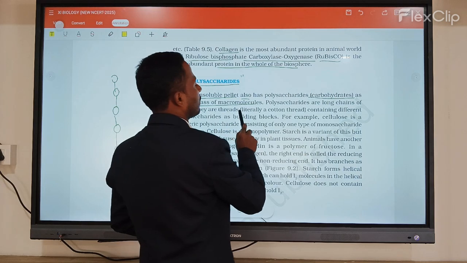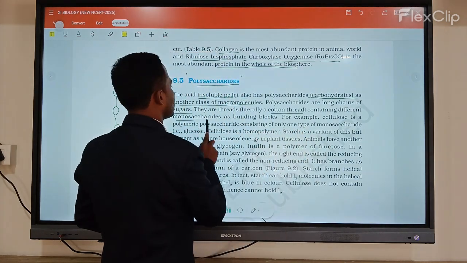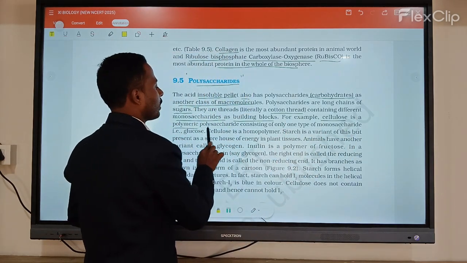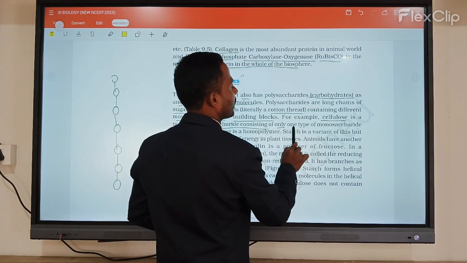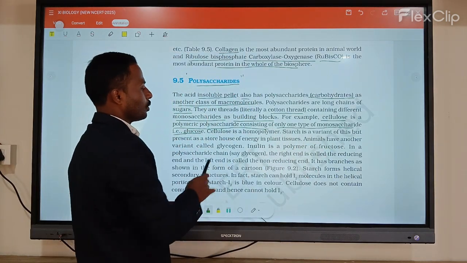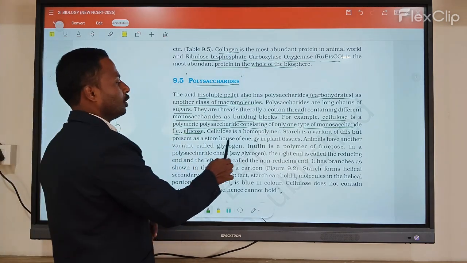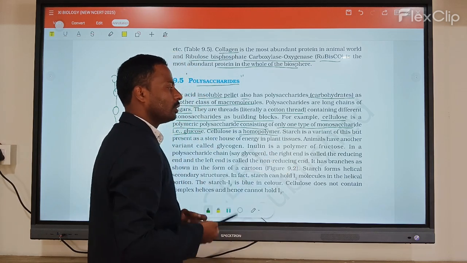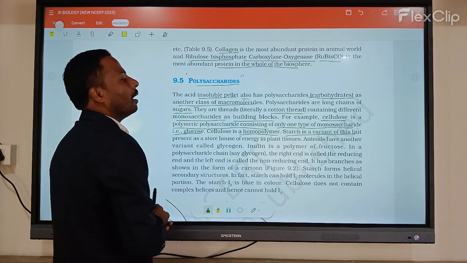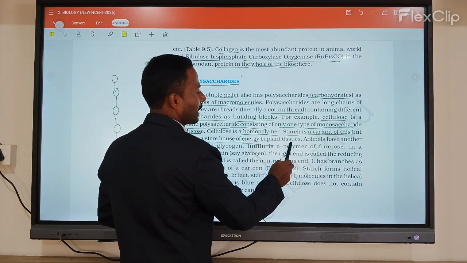They are like a thread, literally a cotton thread, containing different monosaccharides as the building blocks. For example, cellulose is a polymer of one polysaccharide containing only one type of monosaccharide, like glucose, so a number of monosaccharides get joined here. Cellulose is a homopolymer. Starch is a variant of this, and it is the store of energy in plant tissues.